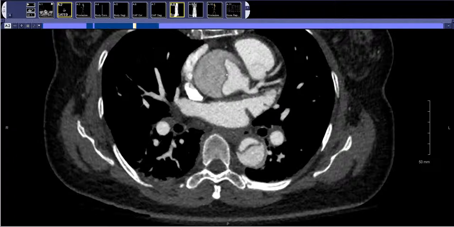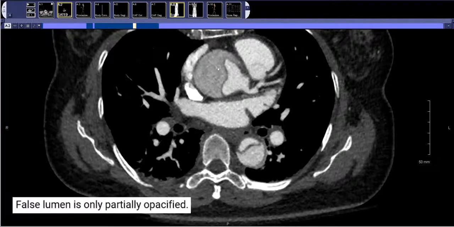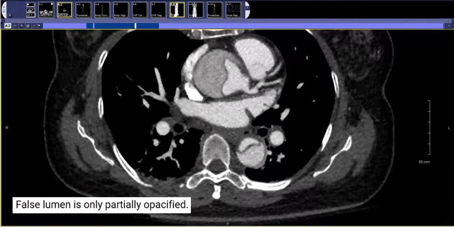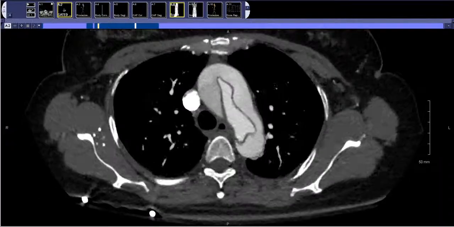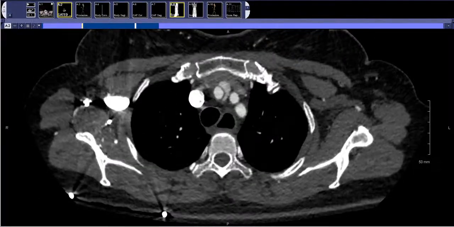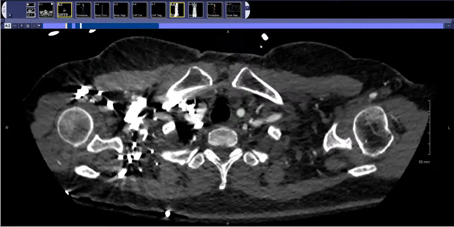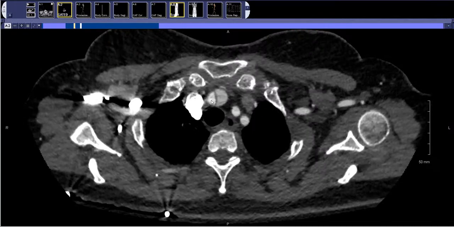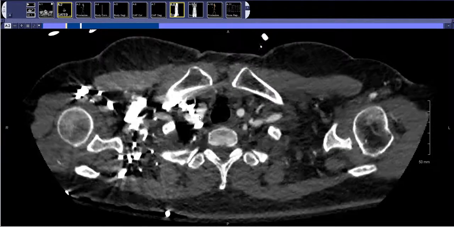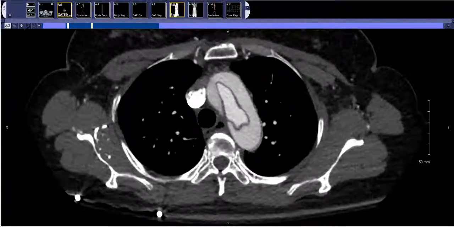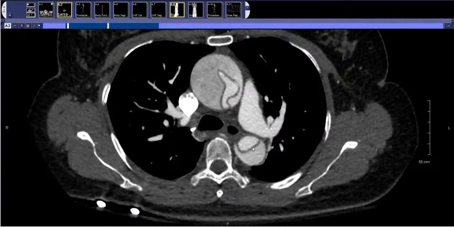But the aortic dissection originates in the ascending aorta. We have both the true lumen, which you can see here, and the false lumen, which is only partially opacified. So we'll follow the dissection up into the arch. The dissections frequently go into the great vessels. Here you can see it going into the brachiocephalic artery on the right, and up to the bifurcation into the carotid and right subclavian artery. As we follow that dissection down, it goes into the descending aorta.